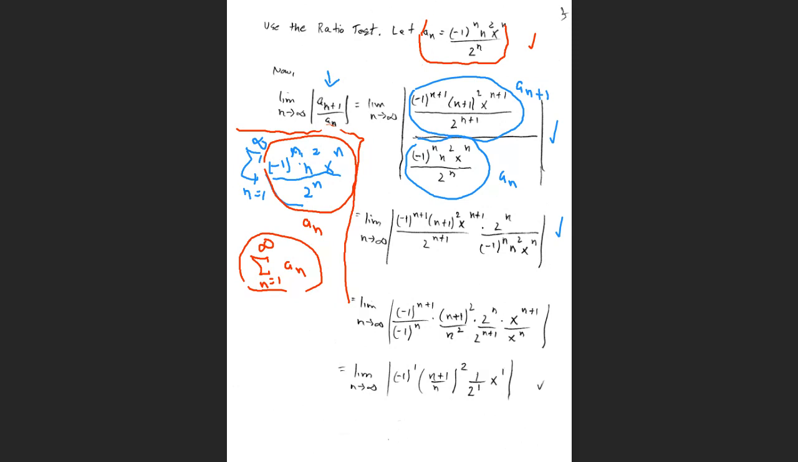Okay, so what I like to do, as you know, is group like terms together. That's what I've done in this step, and then I do my simplification down here. Now I've not taken the limit yet, but before I take the limit, I want my expression, my ratio of the n plus first term to the nth term, to be as simple as possible.